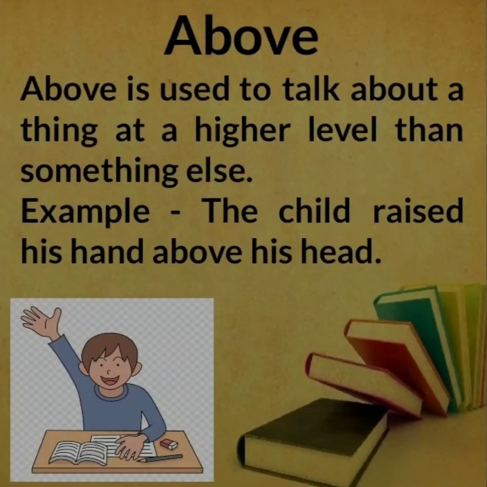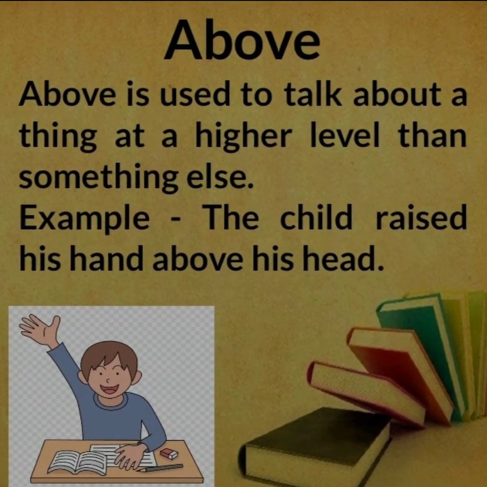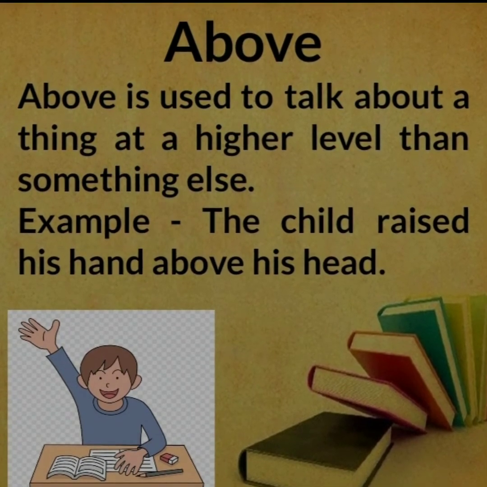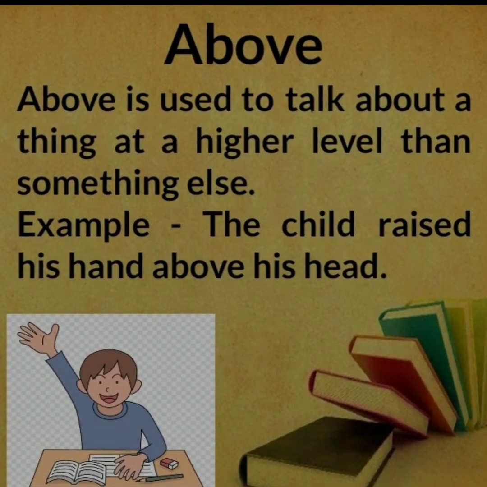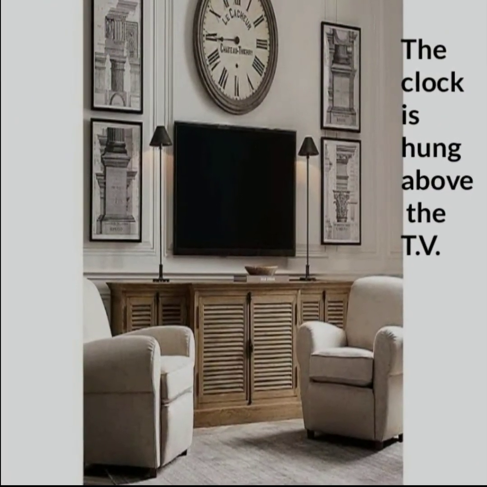The preposition above talks about a thing at a higher level than something else. For example, the child raised his hand above his head. The clock is hung above the television.